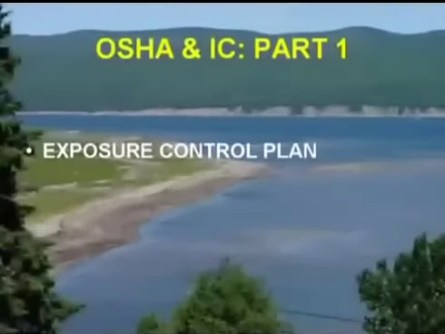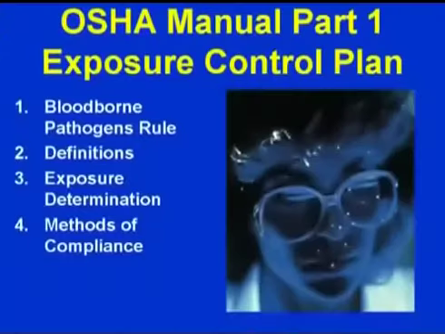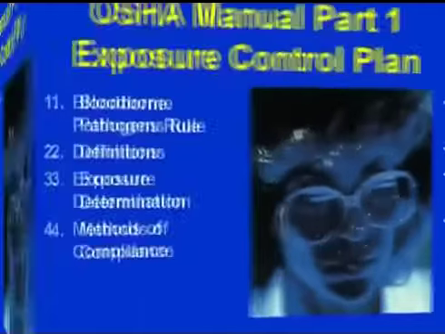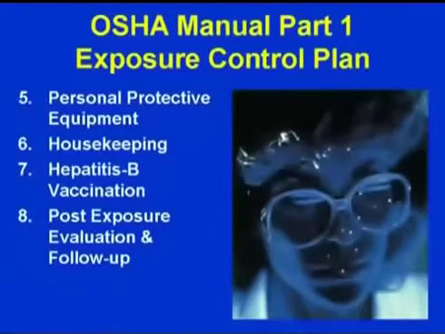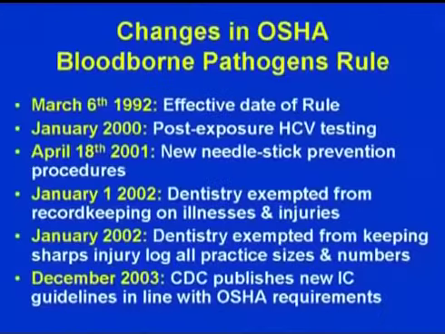So the first real part of our program would be the exposure control plan. Exposure control plan has got several parts to it, which you can see on the screen in front of you, including the rule itself, definitions, exposure determination, methods of compliance, personal protective equipment, housekeeping, hepatitis B, and post-exposure evaluation and follow-up. We want to just start by telling you about some of the changes that have occurred, and on the screen you can see that these are the changes.